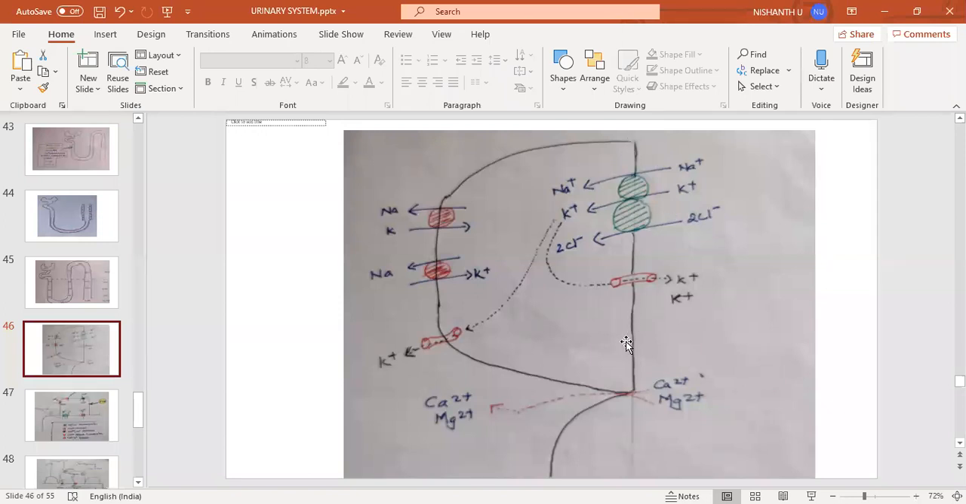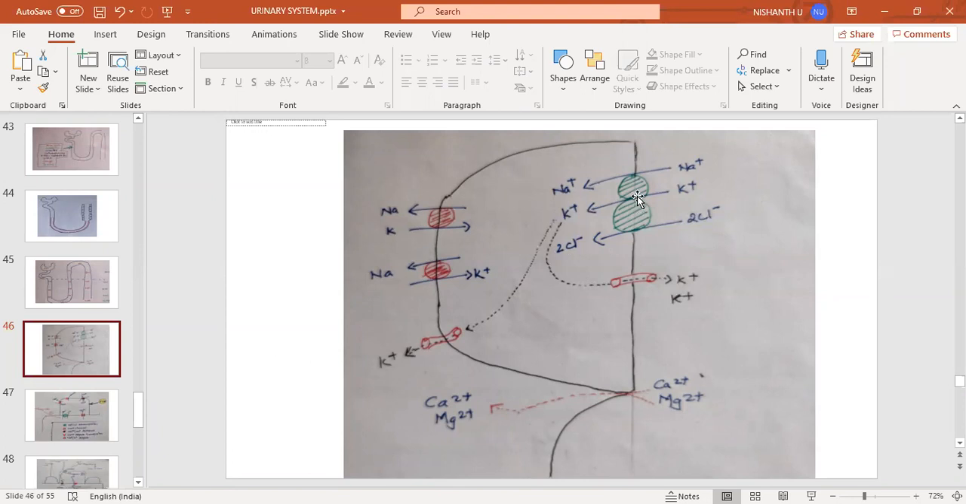Now you see the apical membrane of the thick ascending loop of Henle. Here one specialized transporter is there. You can see sodium, potassium and 2 chloride. That means simultaneously this transporter will transport 1 sodium, 1 potassium and 2 chlorides at a stretch from the tubular fluid into the cell, the thick ascending loop of Henle cell. So all this sodium, potassium and chloride is moving inside the cell. It is a very important and interesting transporter.